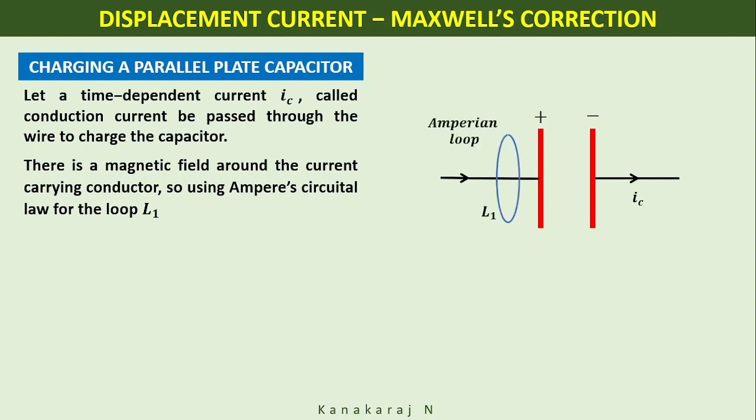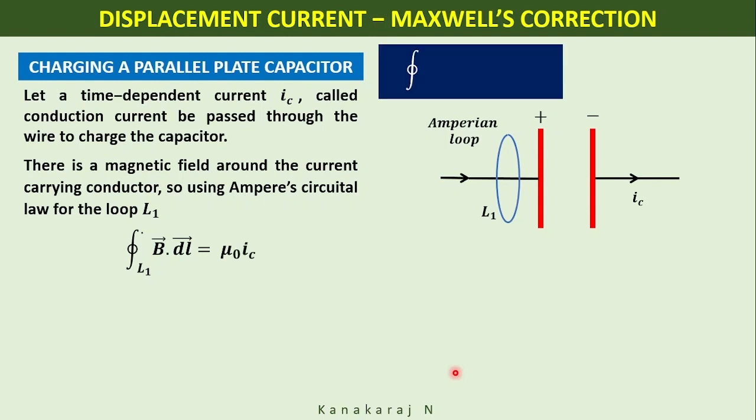Here we have an Amperian loop L1. When you keep a magnetic needle close to this loop, we find the magnetic needle gets deflected. Thereby we confirm that there is a magnetic field around the current carrying conductor. Applying Ampere's law here, integration over closed loop L1 of B vector dot dl vector equals mu naught times the conduction current IC.